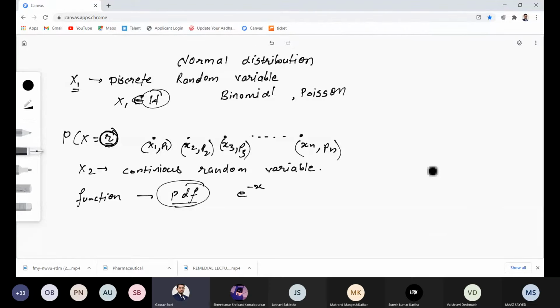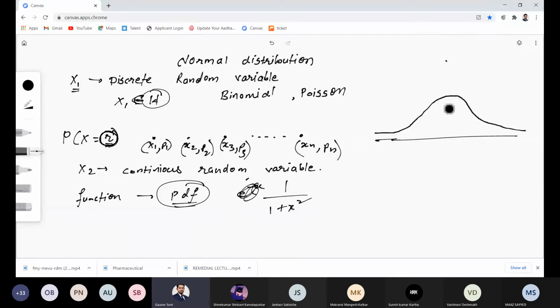For an example, I will draw a curve. Let me just change this e to the power minus x to 1 upon 1 plus x square, that will be much better. So this graph will look like this. Now, say I want to find the probability for -1 less than or equal to x less than or equal to 1.